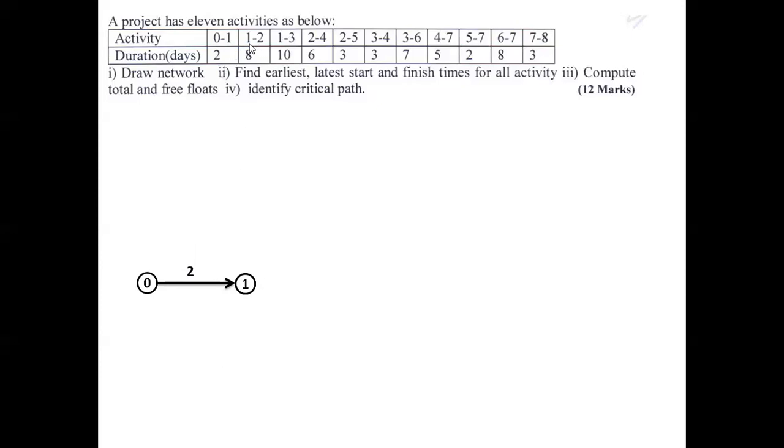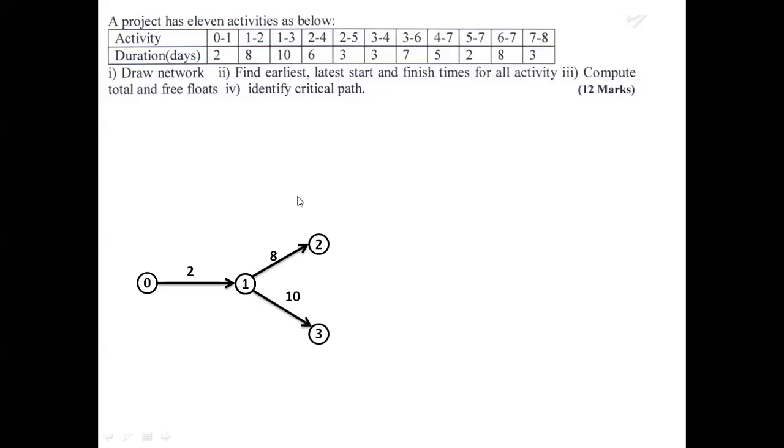You please see that 1 to 2 and 1 to 3. There are two activities which are having the same start event 1. It means there are two concurrent activities. So let us start first 1 to 2. This is divergent, so that we can draw two activities from the same start event 1 to 2 having 8 days. Then 1 to 3, which consumes 10 days.